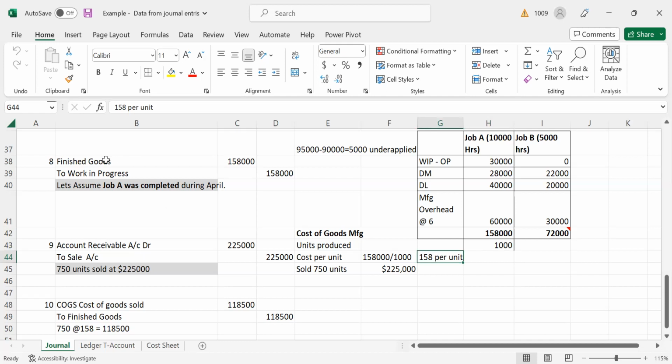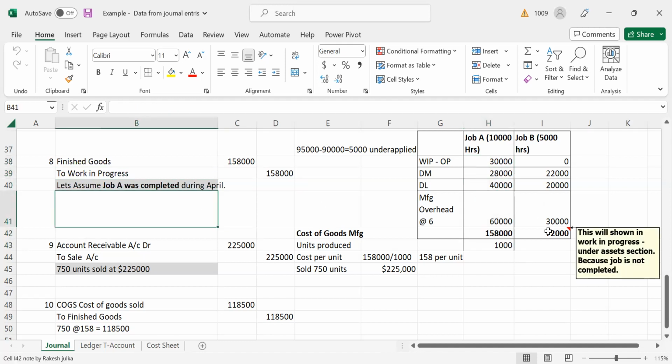Now, the finished goods from the work in progress department, from the factory, where we want to reduce the stock, we will credit it. Finished goods have increased, so we will put 158,000 as a debit, and this is the credit. We are assuming that only this job is completed during April. This one is not completed, right?